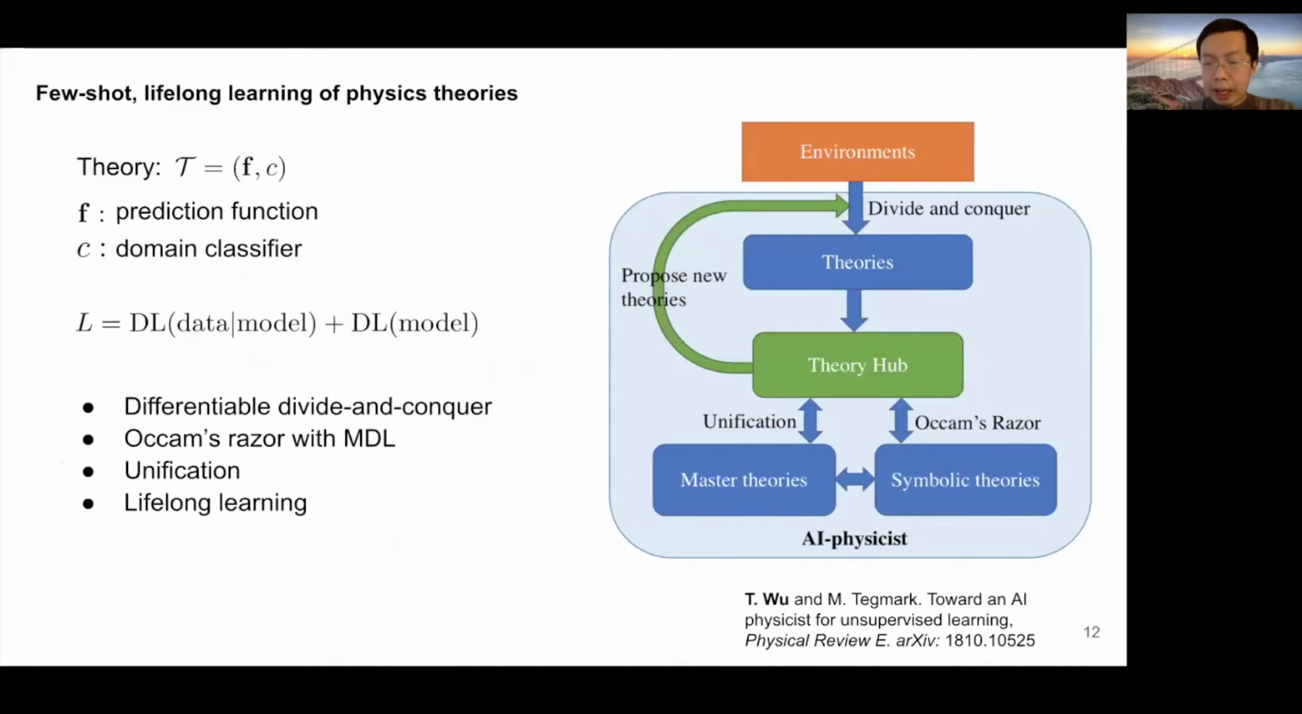Basically, in physics, we are trying to discover different physics laws that are only applicable to some domain. And we want that to be as precise as possible. Therefore, in this work, we propose a paradigm of learning theories, where a theory is a two-tuple consisting of a prediction function, as well as a domain classifier that classifies where this theory will be applied. For example, we can develop some theories about atoms, where this theory will not be applied to anything else, but only for atoms, and so on.